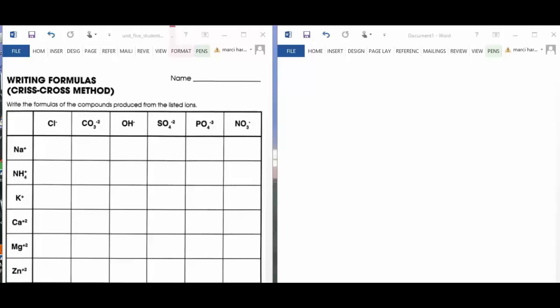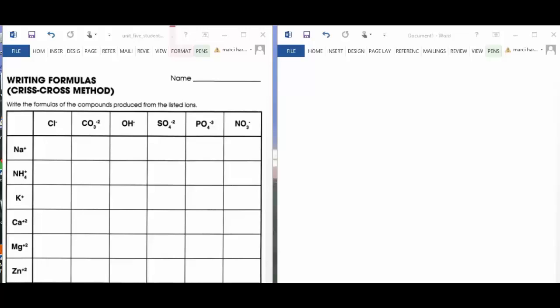Okay, in today's lesson we are going to learn the crisscross method. This is going to be the way that we write formulas for ionic compounds. Before we start, I need you to find the worksheet that's on the left side of your screen called Writing Formulas, Crisscross Method. Once you have that, you can resume this video, and I'm going to work some of these problems with you as examples, and then you'll practice the rest on your own during class.